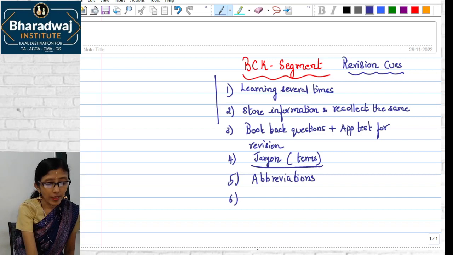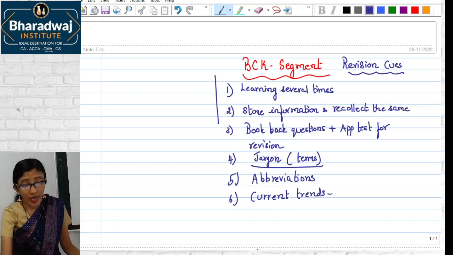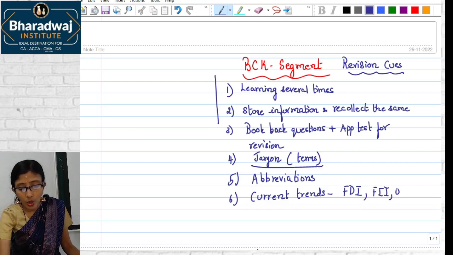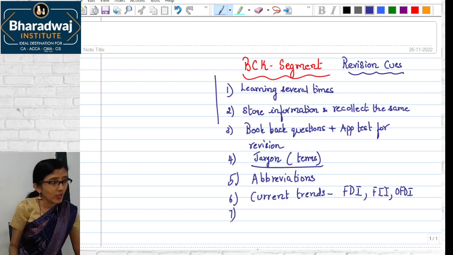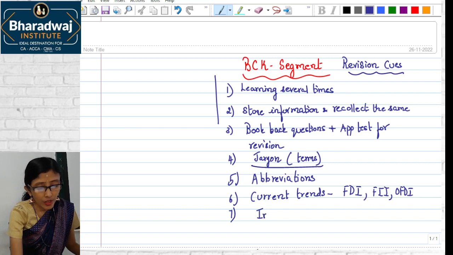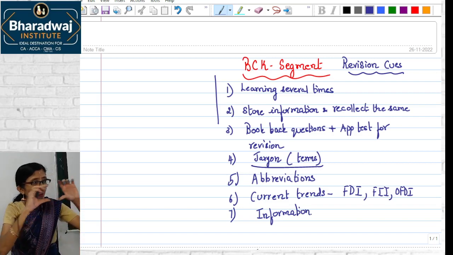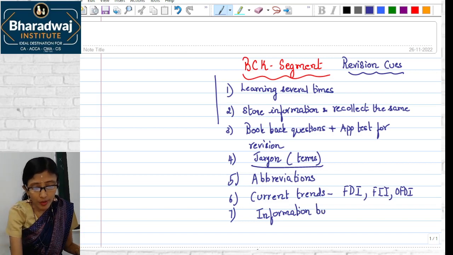And current trends. There is something called current trends, which is like your FDI, OFDI, FII, all these. Okay, there is something called, if you notice, an information bubble. It will be a small clipping like this, the difference between data and information, for example. So that information bubble.